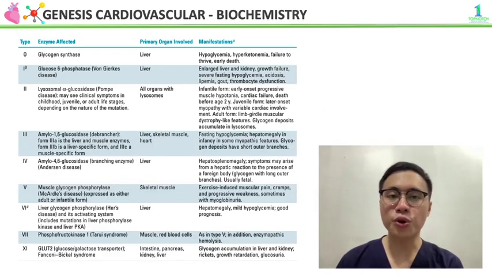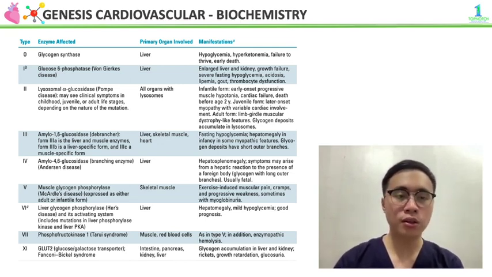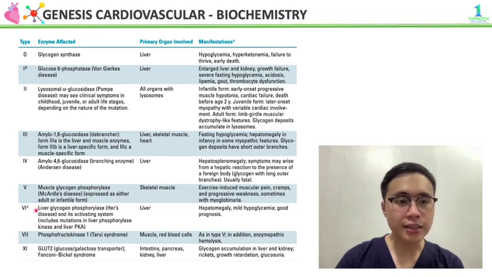Certain glycogen storage diseases would also have cardiac manifestations. Just to quickly review, the glycogen storage diseases have several types. You have type 1, which is called von Gierke. Type 2 is Pompe's disease. Type 3 is Cori. 4 is Andersen. 5 is your McArdle. 6 is Hers. 7 is Tarui. And then you have 11, which is called Fanconi-Bickel.